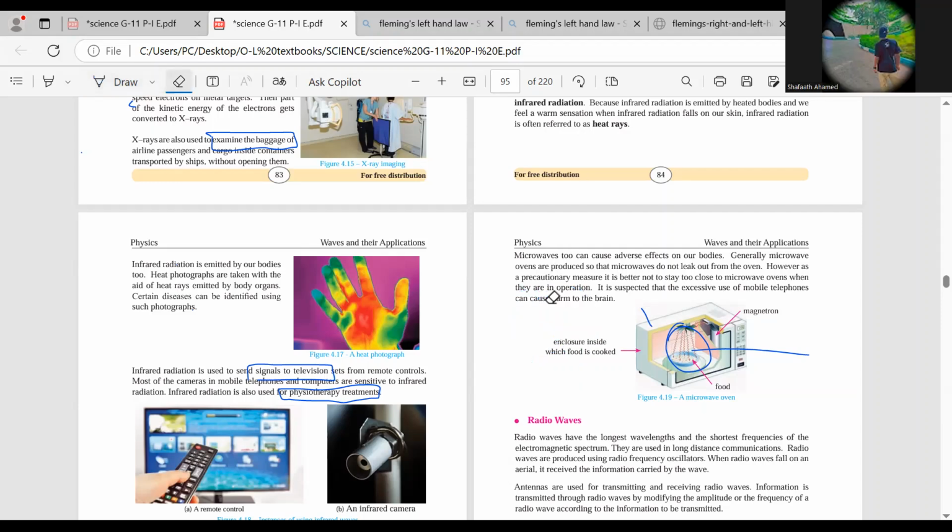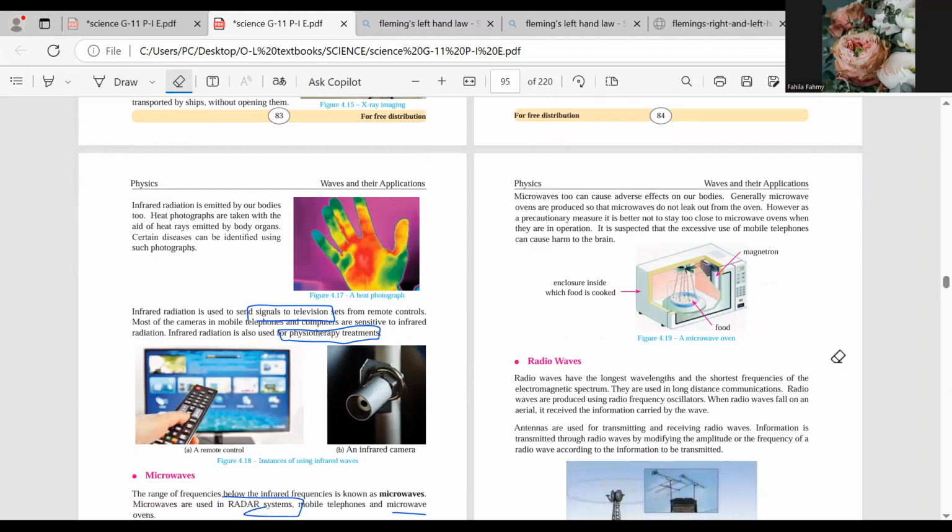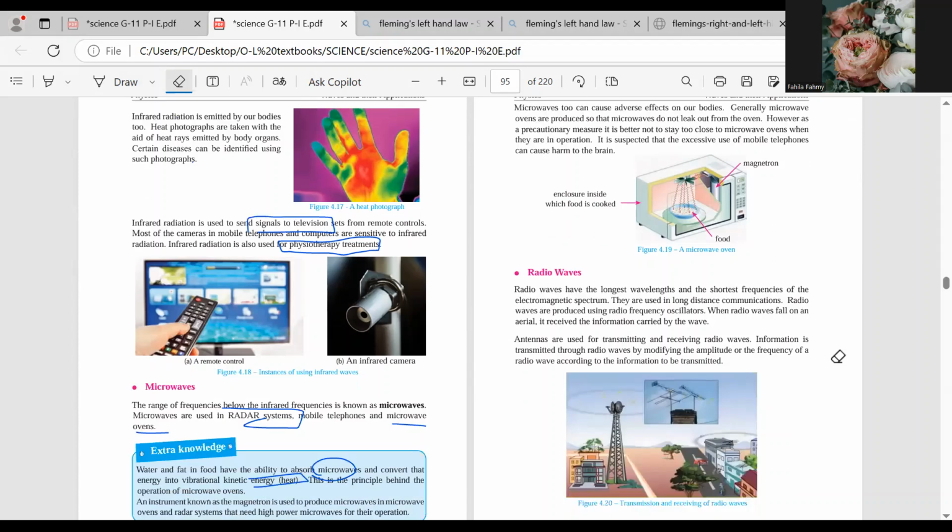Yeah, miss. Okay, and then it is suspected that excessive use of mobile phones can also cause harm to the brain because of those waves, right? Phones are operated with these microwaves, right? Because of that. Then comes the radio waves.